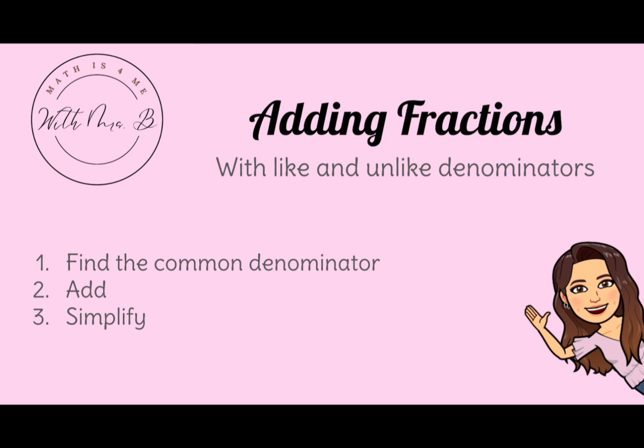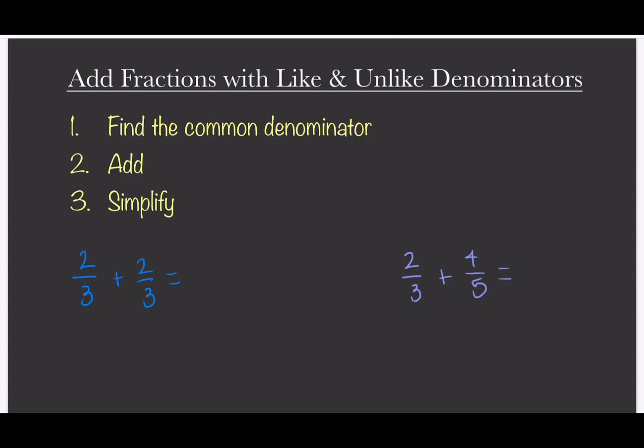Let's get started. We're going to begin with a problem with like denominators because that'll help us with problems that have unlike denominators. We have our 3 steps right here and we're ready to go. So number 1, we need to find the common denominator. Well, if we have 2/3 plus 2/3, don't we already have a common denominator? Yeah, so check. We already found it. Boom, it's right there. Now we just have to add.